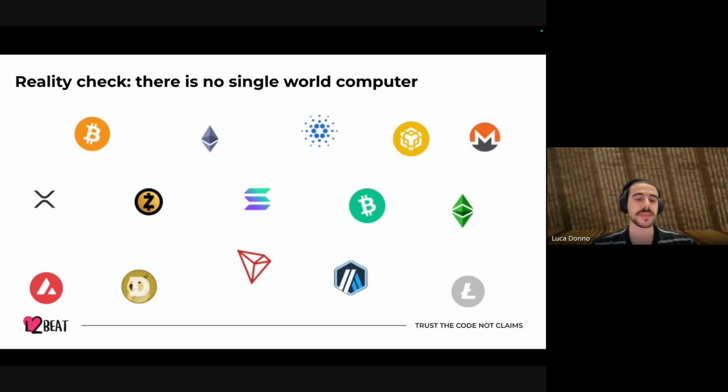So the first realization that we need is that there is no single world computer in the blockchain space, right? A lot of them try to think of themselves as if they are the one blockchain, the top blockchain that everyone should use. But in reality, there are thousands of them. Here I'm just showing the top ones, but there are a lot of them. A lot of them are very different. Some of them are more similar, but are managed by different entities.